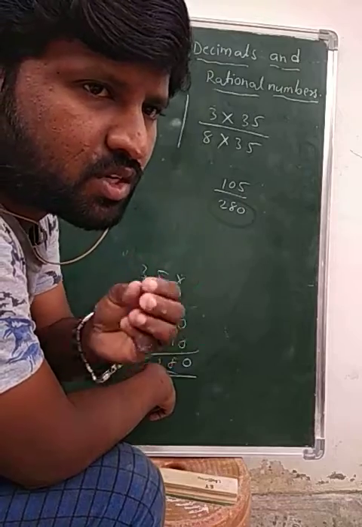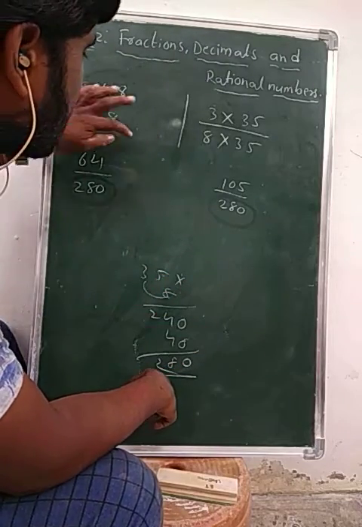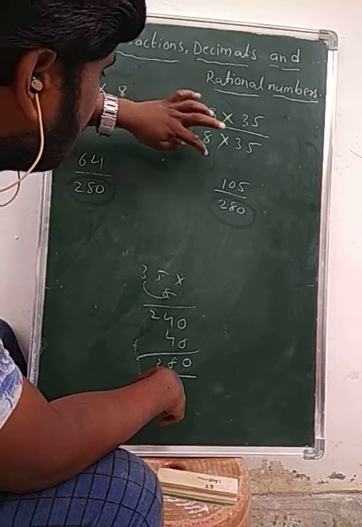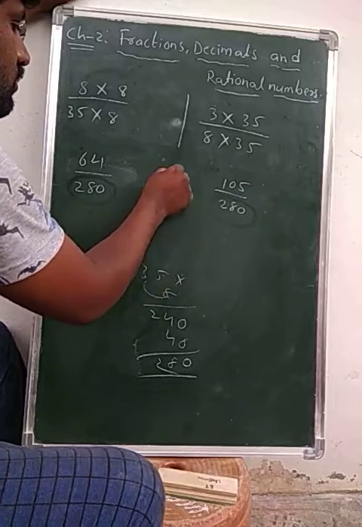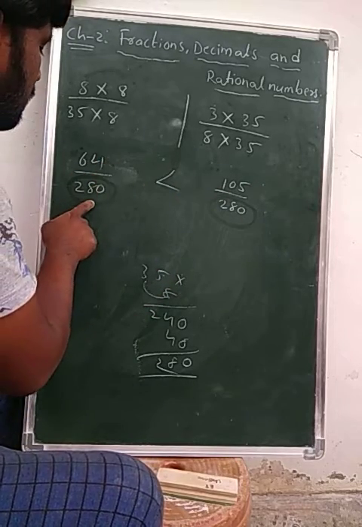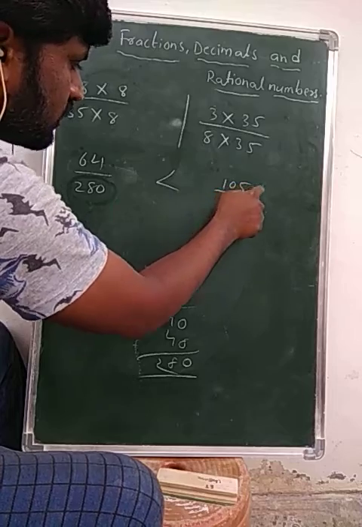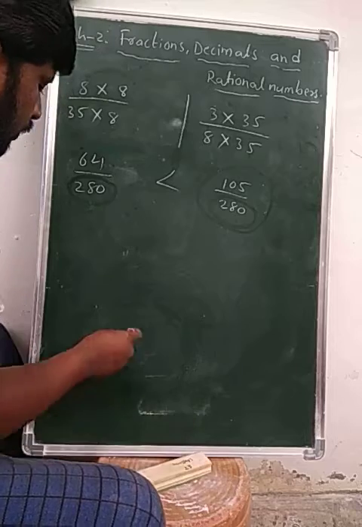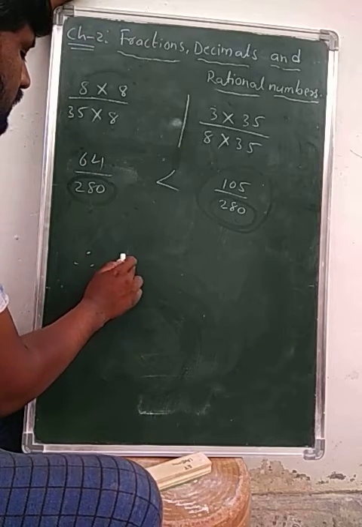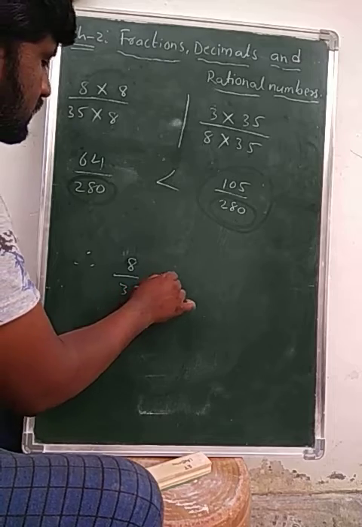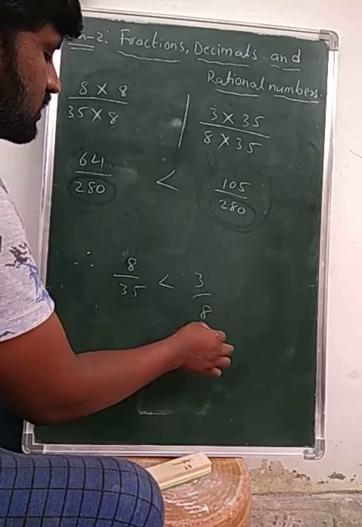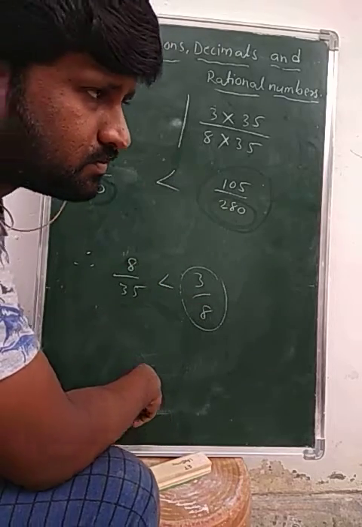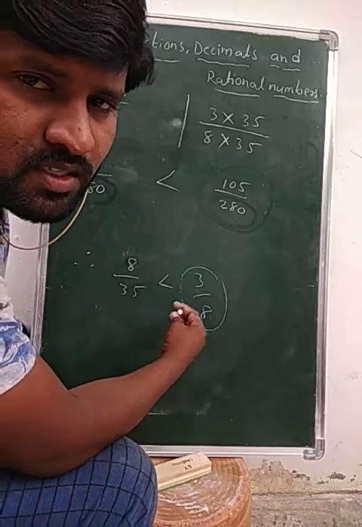Now it is very easy to compare which one is greater by comparing the numerators. 64 is the bigger number, or 105 is the bigger number? 105. So you can say that 64 by 280 is less than 105 by 280. Means this is the bigger number. Therefore we can write 8 by 35 is less than 3 by 8. So 3 by 8 is the greater. Like this you can do the remaining problems in this manner. Okay.